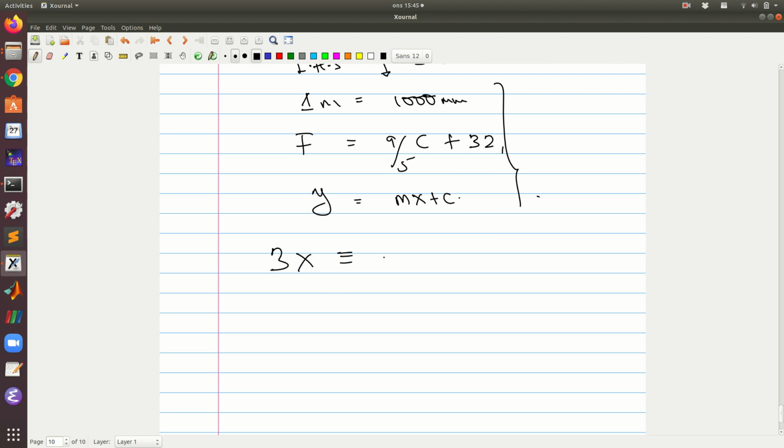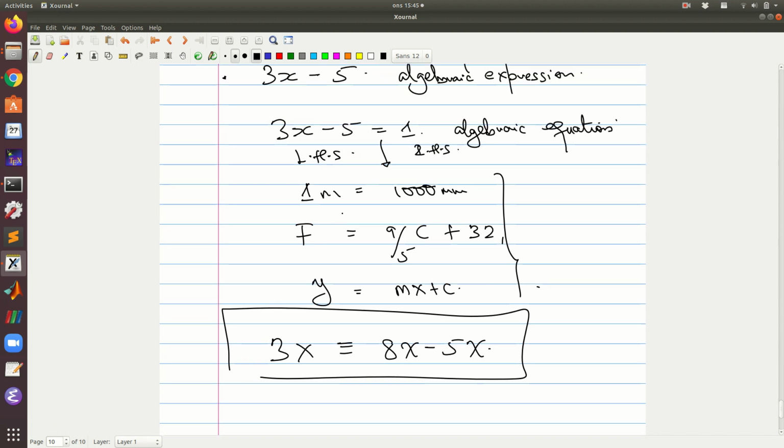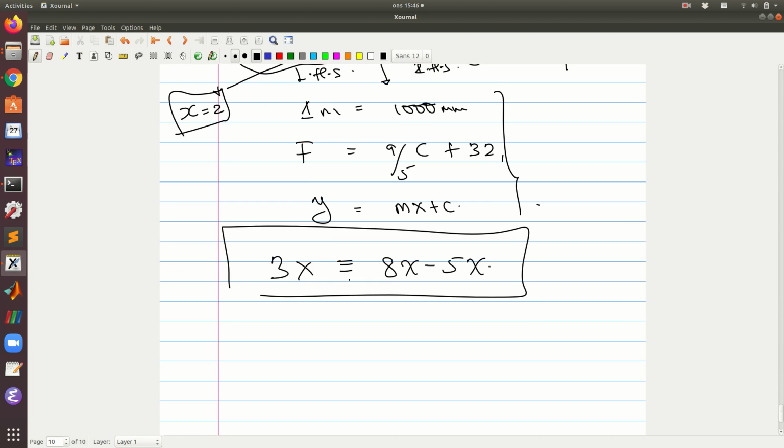If we write that 3x is identical to 8x minus 5x, this is what we call an identity. And what distinguishes an equation from an identity is that an equation is only true for a particular value of the unknown. For example, here this is only true for x equals 2. Okay, it is only true for x equals 2: 2 times 3 minus 5 will give us 1. And yes, this one is going to be true for all values of x. It is true for all values of x.